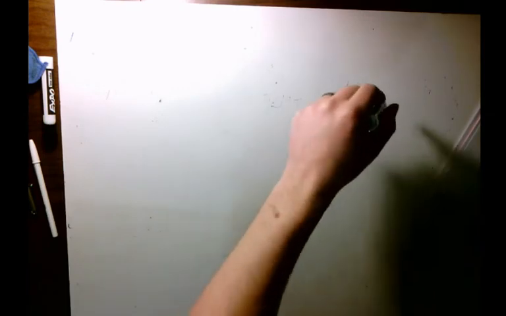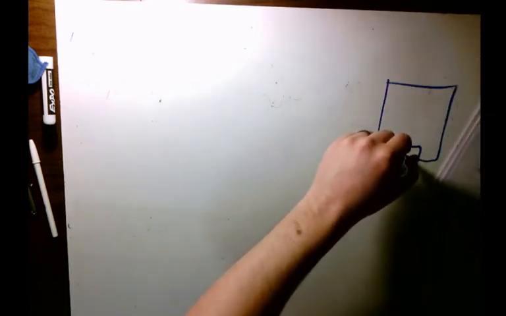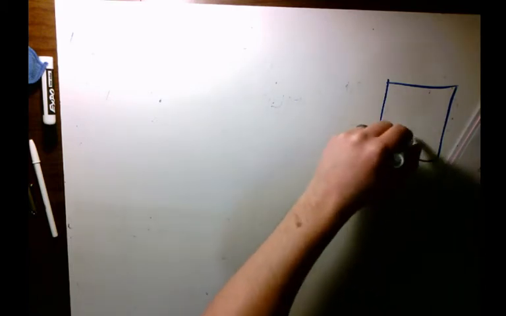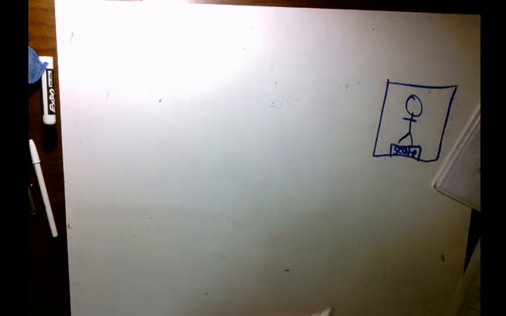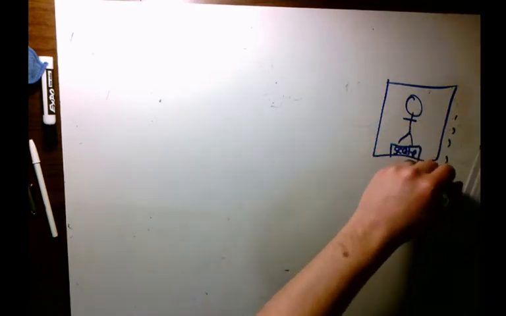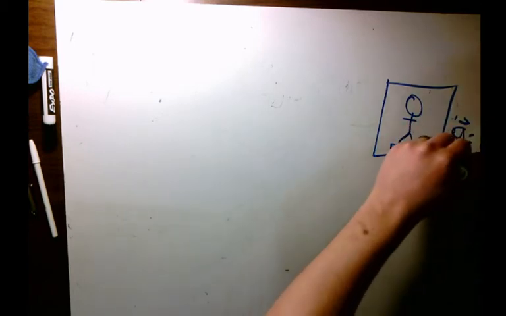Okay, so I'm going to just start by drawing in my person with their scale. And they're in an elevator that is accelerating downwards. So the acceleration is down at 5.8 meters per second squared.